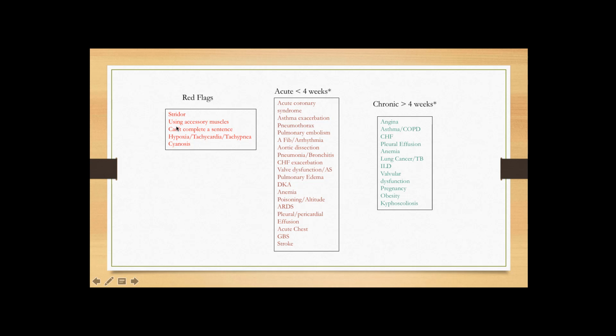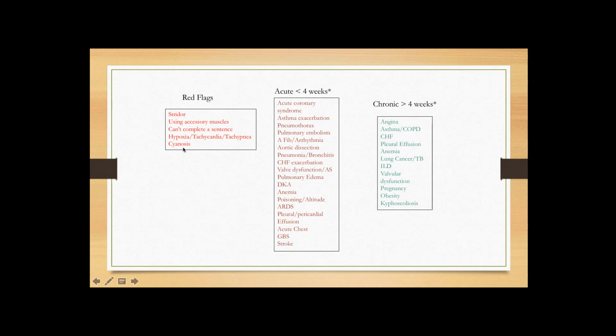And then they can also be using accessory muscles of respiration. By the time they've started to develop this, the dyspnea has become really bad. And also you will notice that they are not able to complete a sentence because of shortness of breath. So whenever you see this right at the onset when you're seeing the patient, then it means trouble is there, so we need to intervene right away.